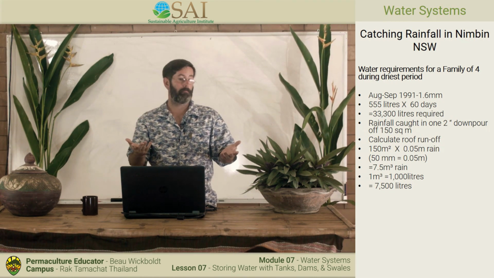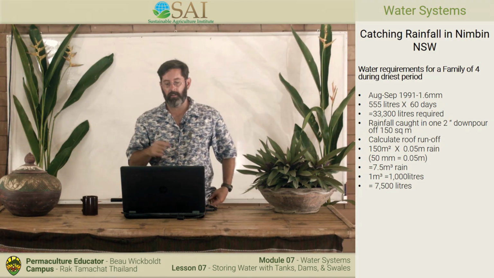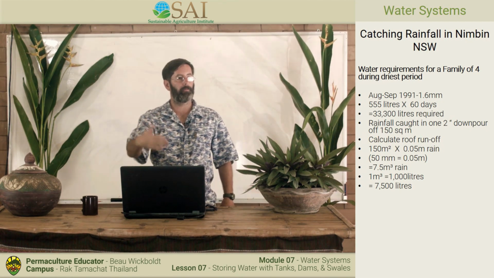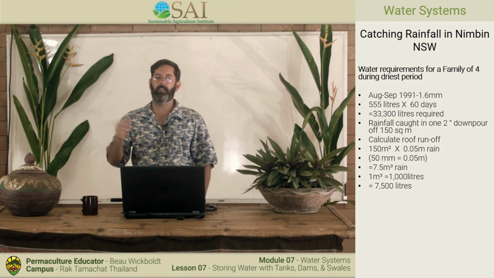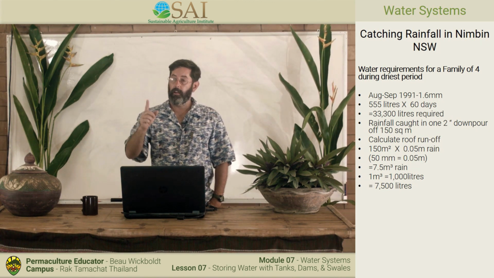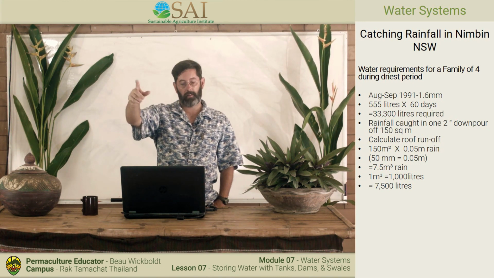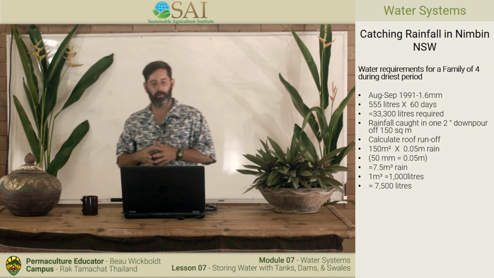It doesn't rain. But they needed 555 liters times those 60 days. So that was their water consumption for their family times the number of days. They needed to store 33,000 liters of water. If it rains, the rain before the drought, in a 2-inch rain, they could catch on their house, which was 150 square meters.